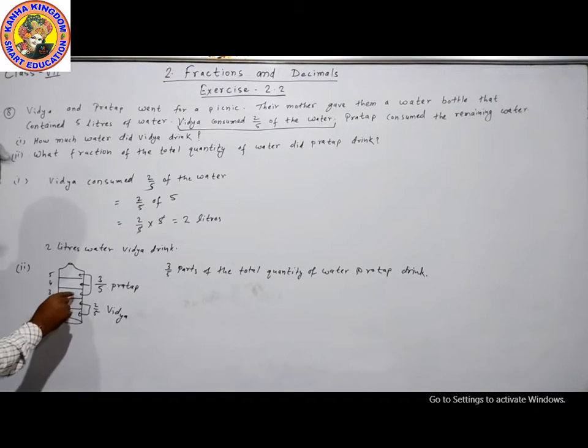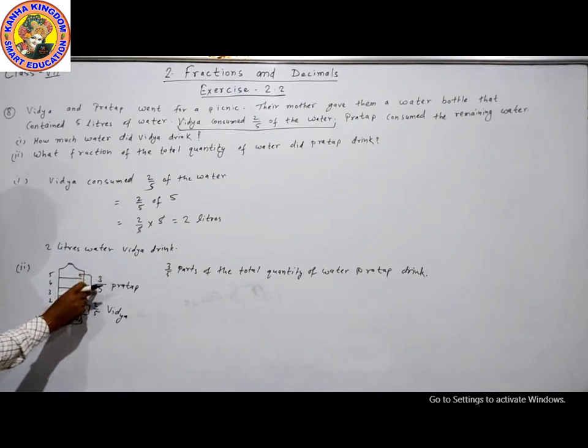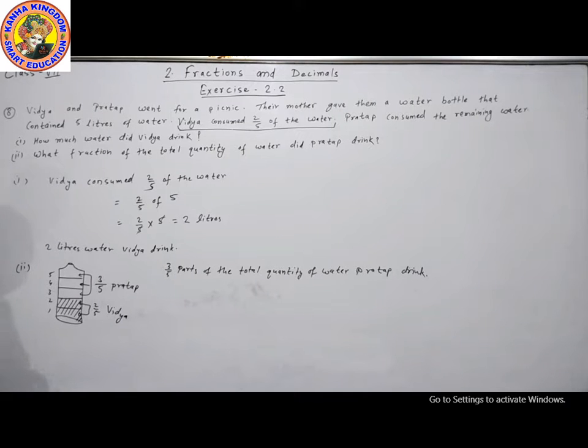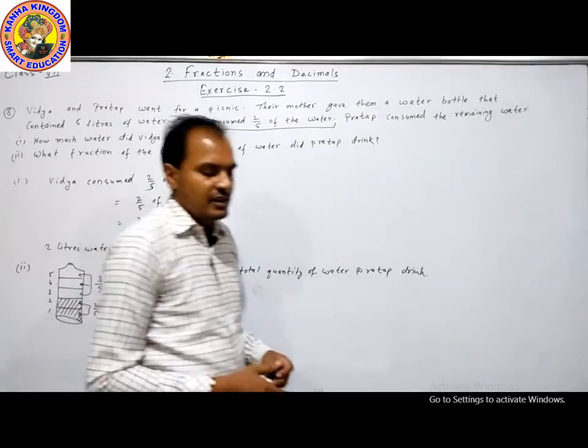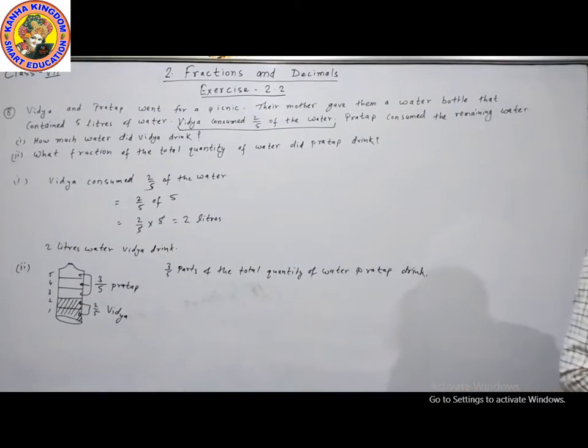The remaining is for Pratap: 1, 2, 3. Here Vidya drinks 2 parts. The remaining is 1, 2, 3, which is 3 parts out of 5 parts. 3 upon 5 Pratap drinks. So Pratap drinks 3 by 5 parts of the total quantity of water. You can take a screenshot of this. We will move to our next exercise.